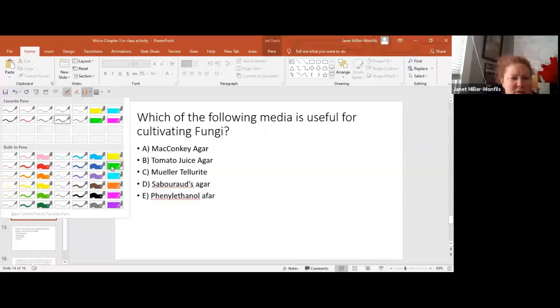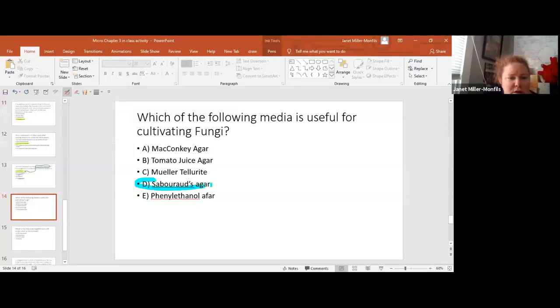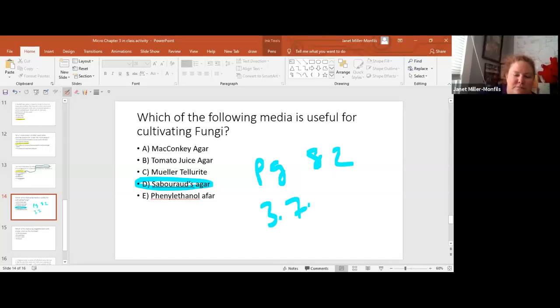All right, so we'll do blue. Very good. Awesome. So this is on page 82, table 3.7. All right, cool.